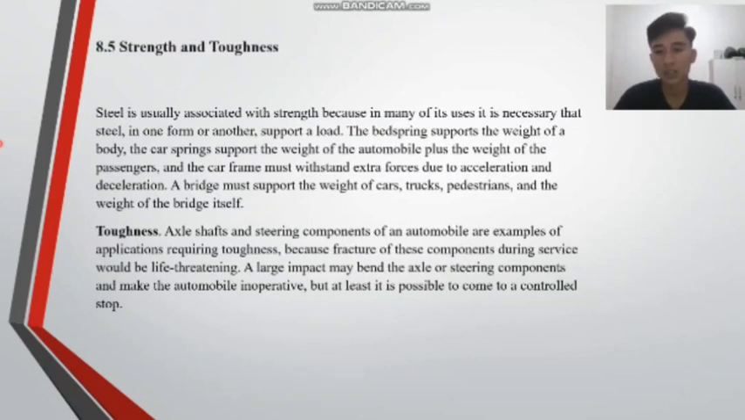Toughness. Axle shafts and steering components of an automobile are examples of applications requiring toughness, because fracture of these components during service would be life-threatening. A large impact may bend the axle or steering components and make the automobile inoperative, but at least it is possible to come to a controlled stop.